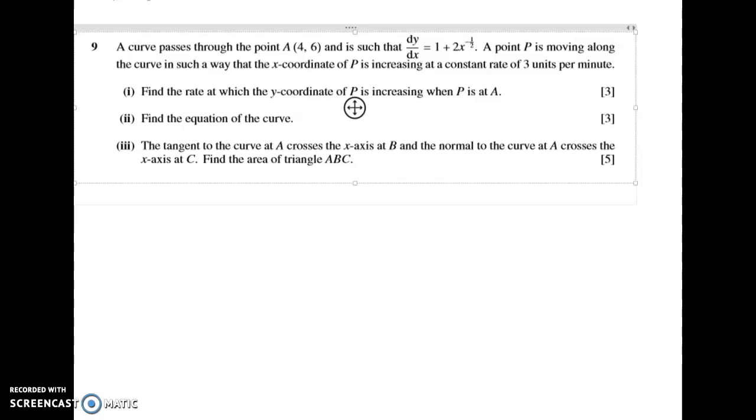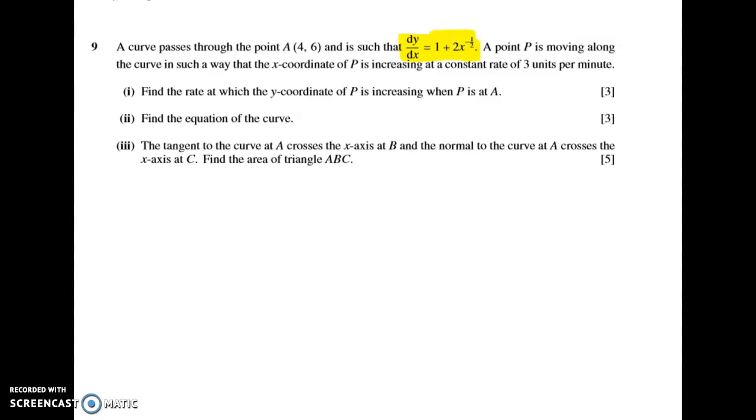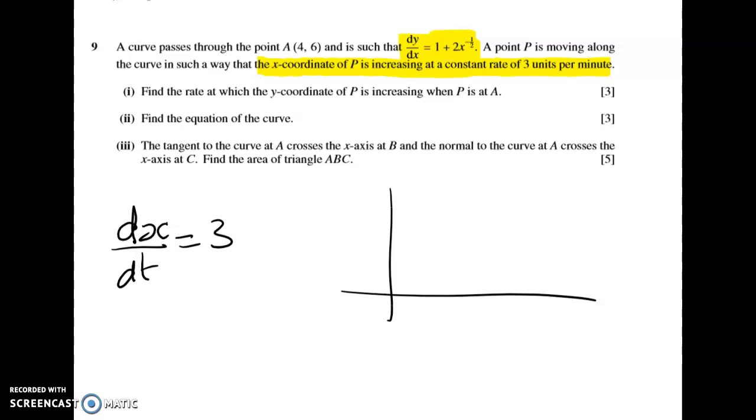So we've got a curve that goes through a point, and we're given the derivative of that curve. And we're told that there's a point moving along the curve in such a way that the x-coordinate of P is increasing at a constant rate of 3 units per minute. So we might just jot down as we go that means dx by dt is equal to 3. So we can think of some curve, y equals blah, blah, blah, and we've got a point P that is moving, making its way along the curve like that. Okay, and we've got a point on that curve, which is point A at x equals 6 and y equals 4. Okay, let's keep reading.